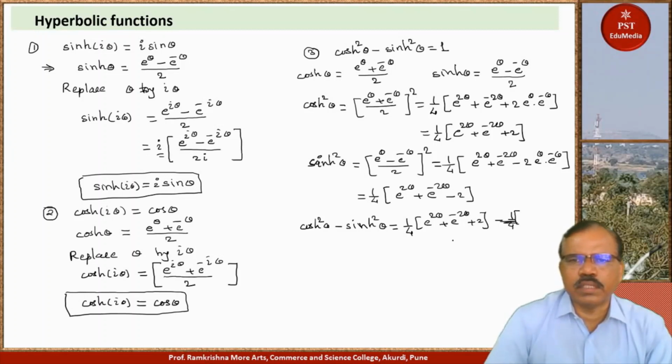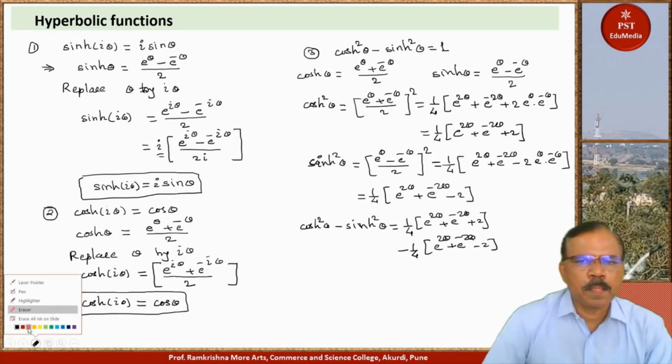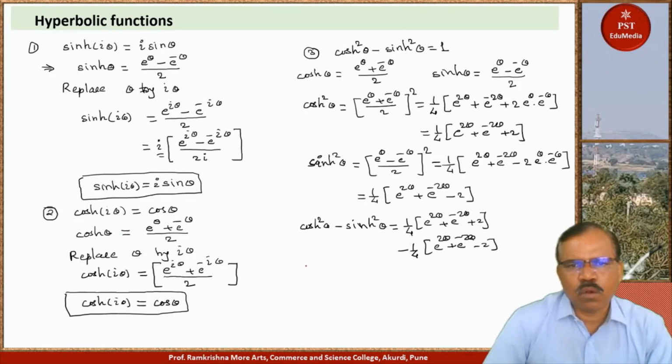Now here I can take minus 1 by 4 times e raised to 2 theta plus e raised to minus 2 theta minus 2. So I will remove this here. Now we get here cos square hyperbolic theta minus sin square hyperbolic theta is equal to.